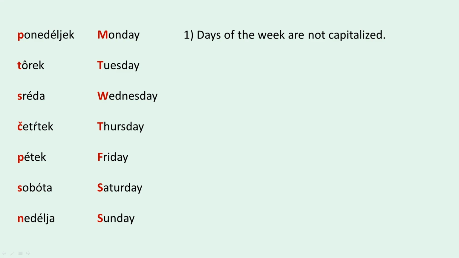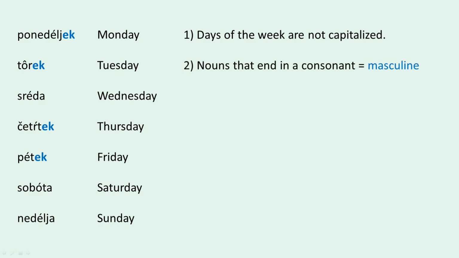The first thing we can point out right away is that the days of the week are not written in capital letters in Slovene like they are in English. The second thing that stands out is that many of the days of the week end in ek. Most words that end in a consonant in Slovene are masculine, and the days of the week are no exception. Nouns that end in a, however, are mostly feminine, and that holds true for sreda, sobota, and nedelja as well.